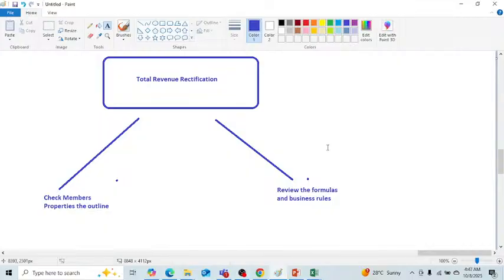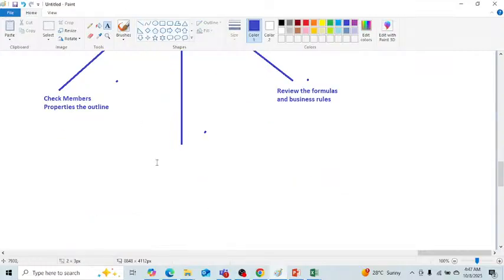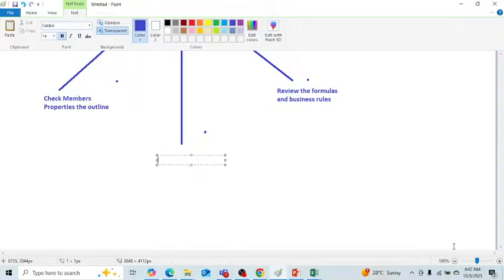Then the third thing you have to identify under this, very important, is to identify and correct variance accounts.